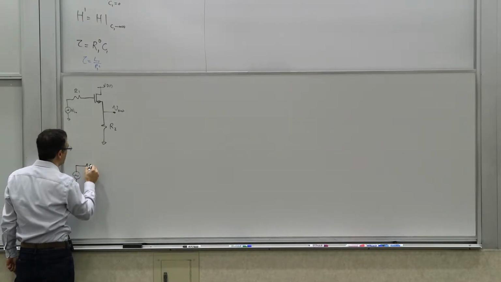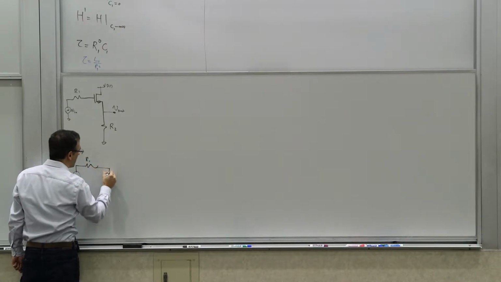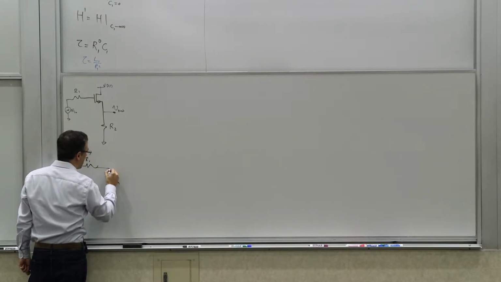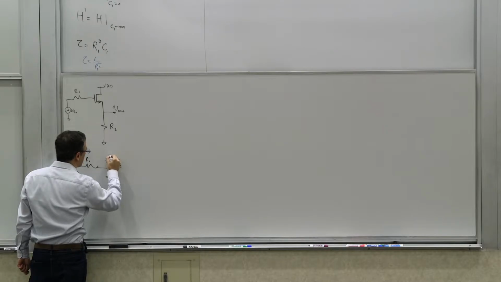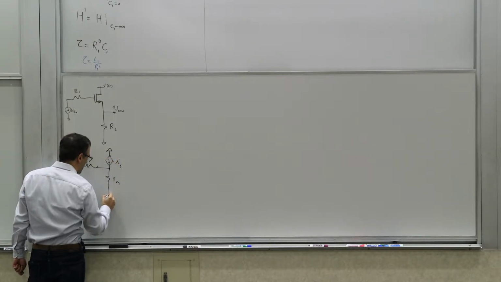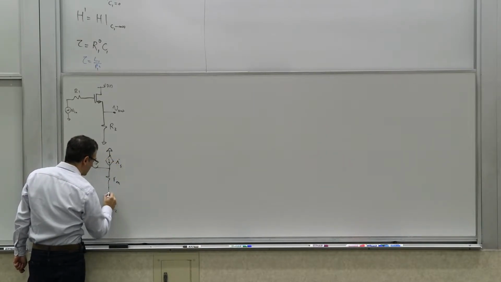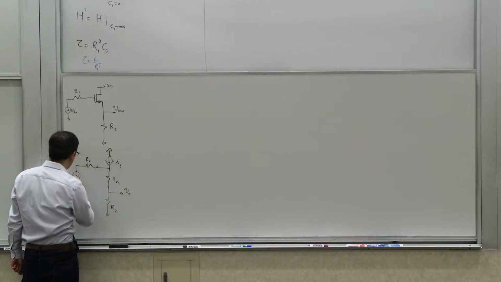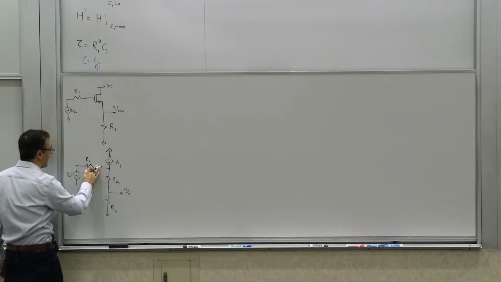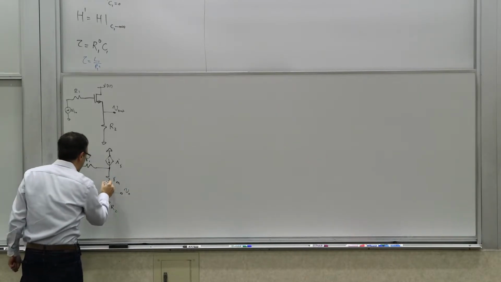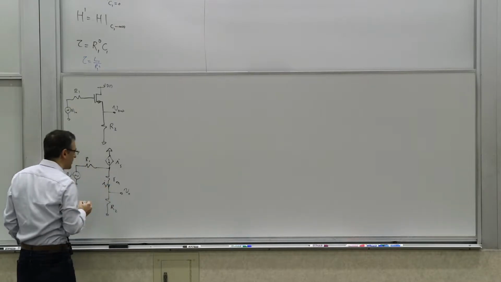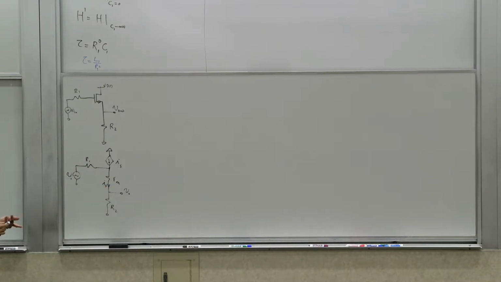You have the input, you have R1. If you use the T model, you have Rm. You have Is, ground, R2. We have analyzed this circuit before, right? This is V in, this is V out. And so what is the gain of this circuit? And this is Is. What is the voltage gain of the circuit?